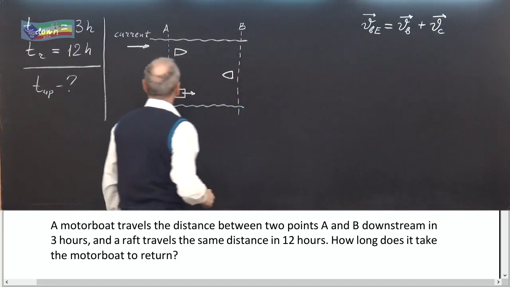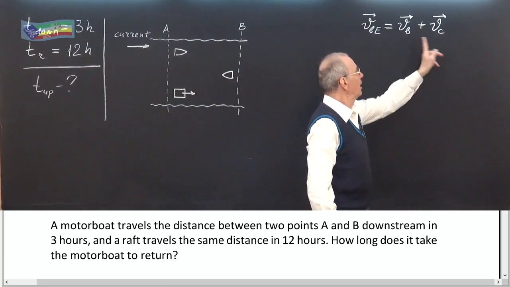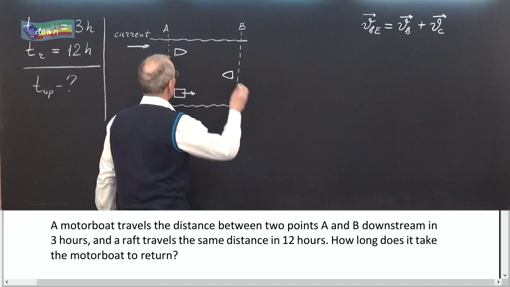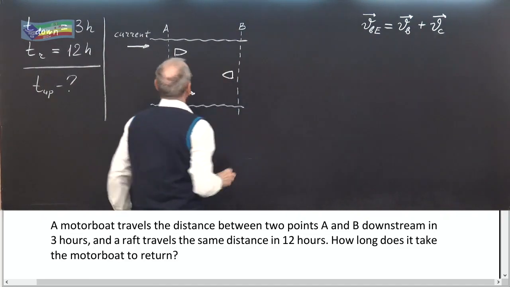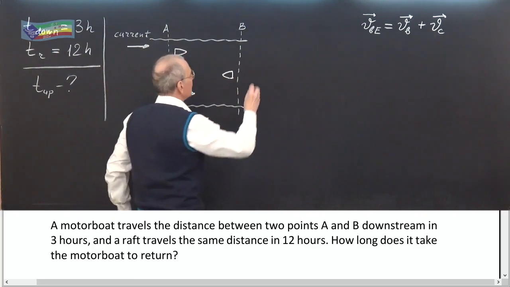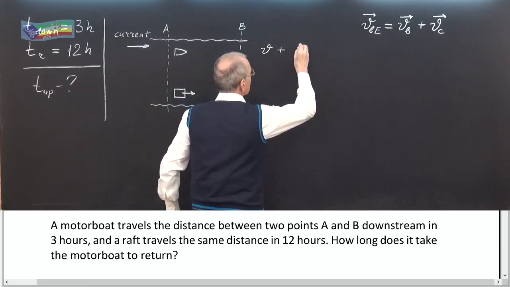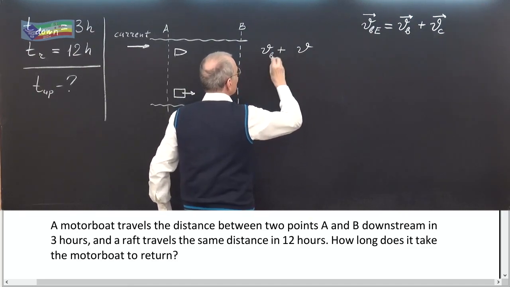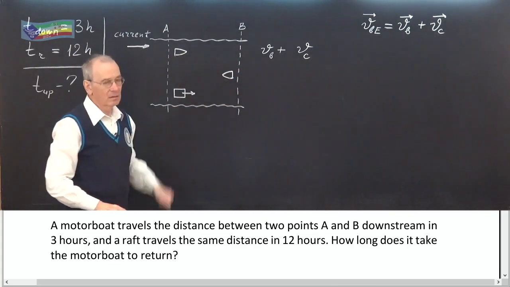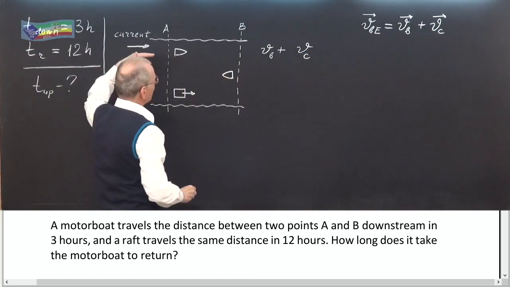The first case, the boat travels downstream, so these two velocities directs the same direction. That is why we can write that the velocity of the boat with respect to the Earth, V, plus V boat plus V current. Two speeds are adding because these two vectors are in the same direction.